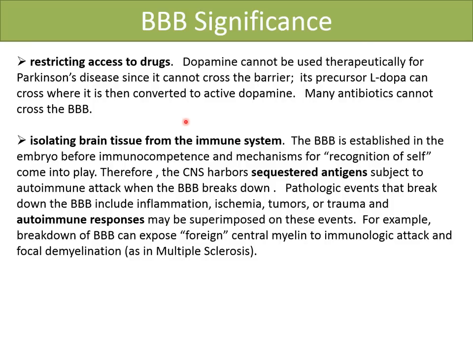The blood-brain barrier restricts access both of certain drugs that cannot get into the brain, and it partially isolates the brain from the immune system. It used to be thought to be absolutely separated from the immune system, but there is some access, but it is significantly reduced compared to a variety of other sites in the body.